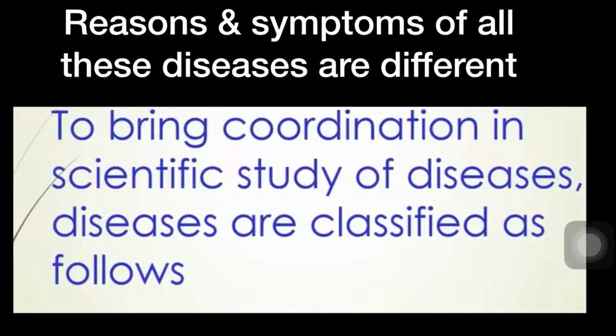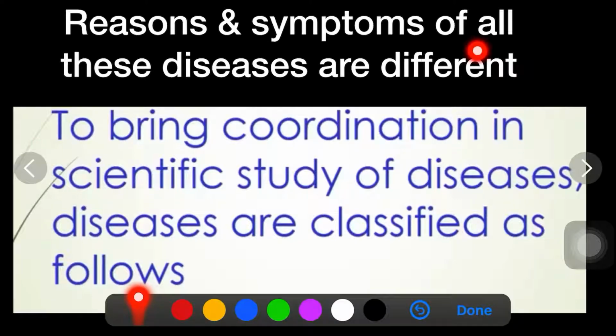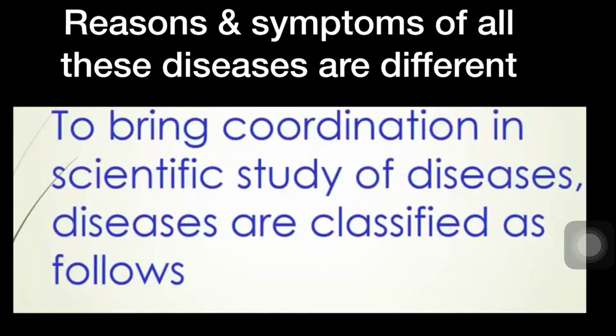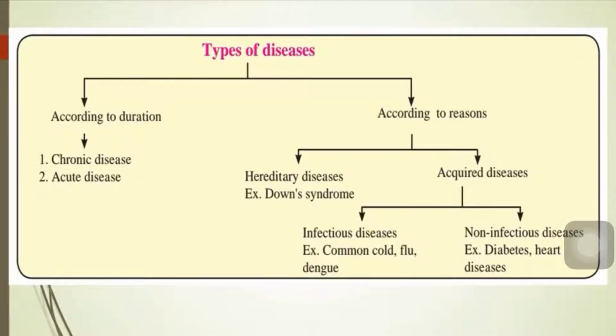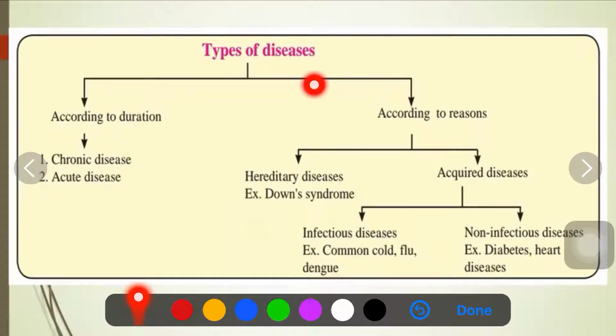Students, reasons and symptoms of all these diseases are different. To bring coordination in scientific study of diseases, diseases are classified as follows. Okay student, now let us see types of diseases. Types of diseases are differentiated into two. It may be according to duration and according to reasons.